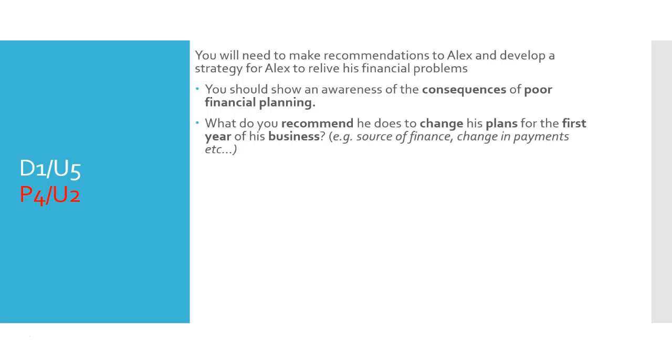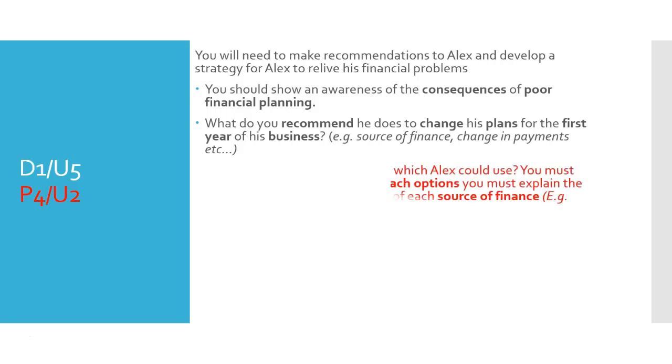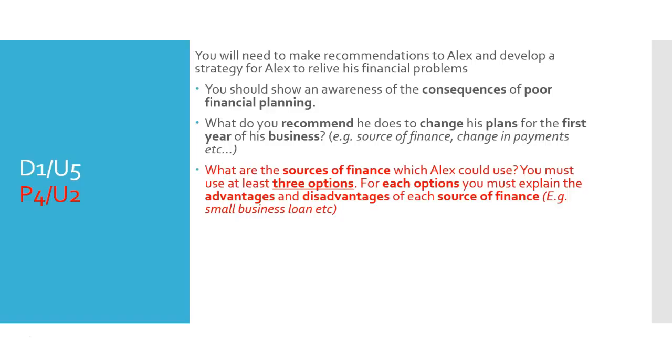So, sources of finance, any changes in payment. What sources of finance could Alex use? You must use at least 3 options. For each option, you must explain an advantage and disadvantage of each source of finance. That is a P criteria for Unit 2. You must look at what the advantages and disadvantages are for those different sources of finance. You could look at the workbook because it does discuss them.